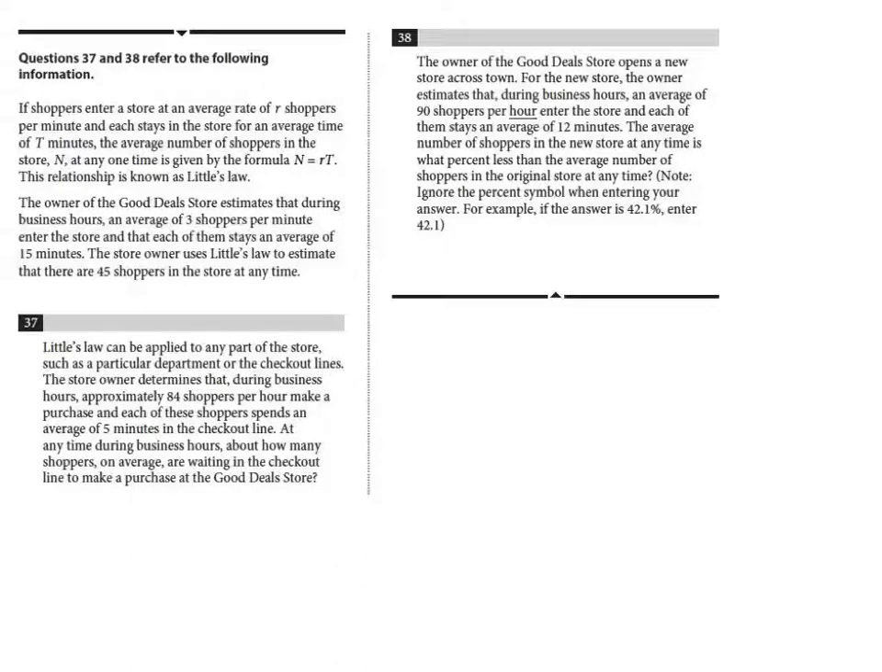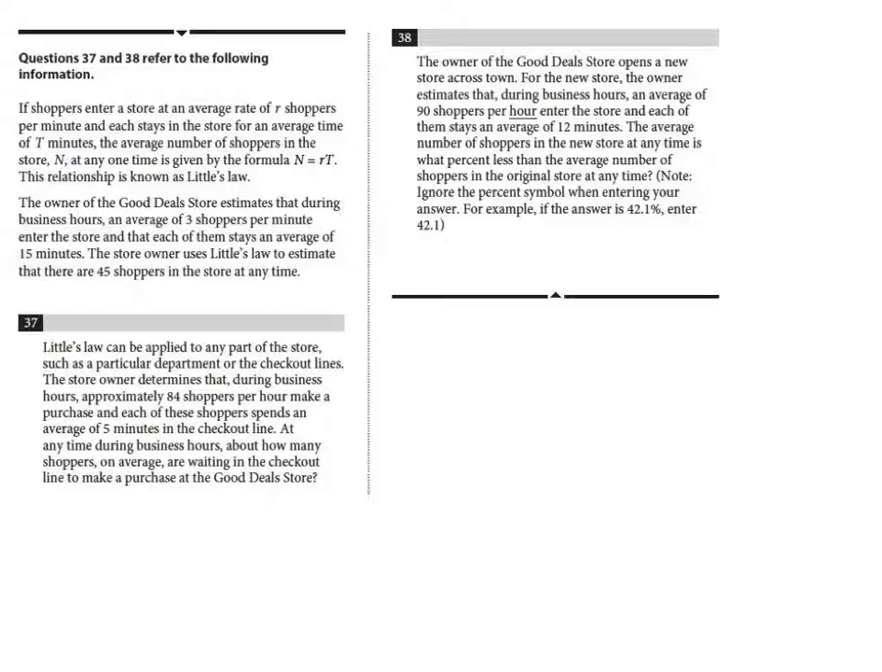checkout lines. The store owner determines that during business hours approximately 84 shoppers per hour make a purchase, and each of these shoppers spends an average of 5 minutes in the checkout line. At any time during the business hours, about how many shoppers on average are waiting in the checkout line to make a purchase at the Good Deals store?